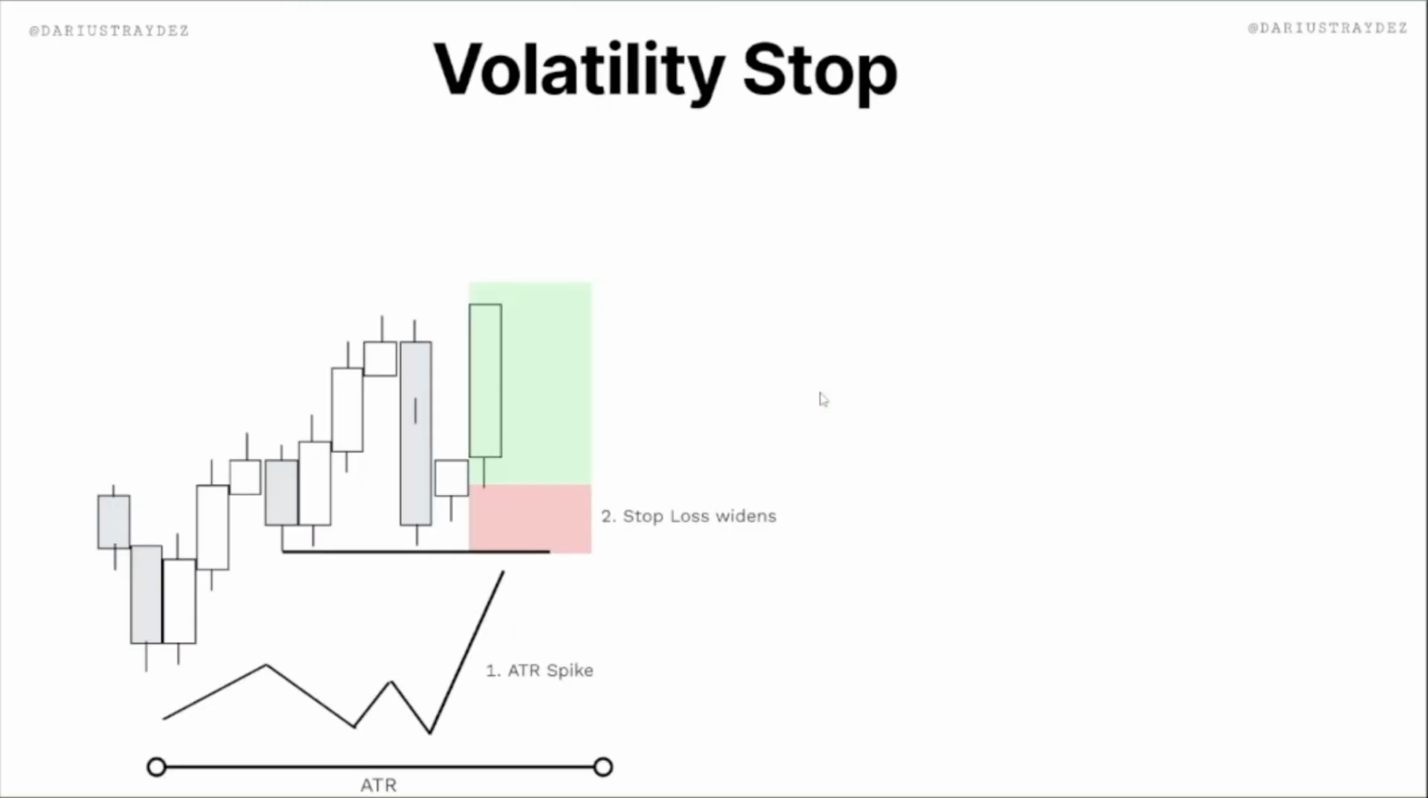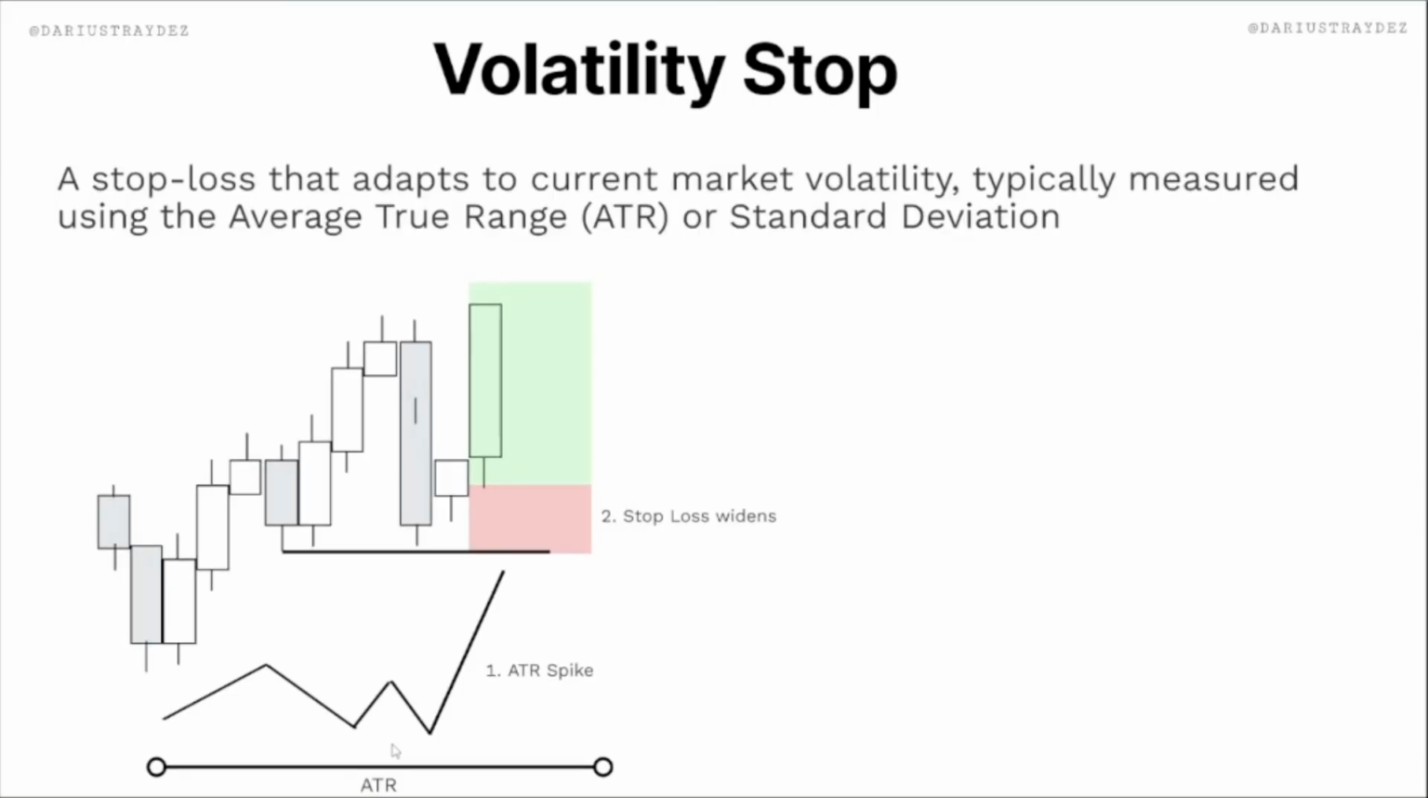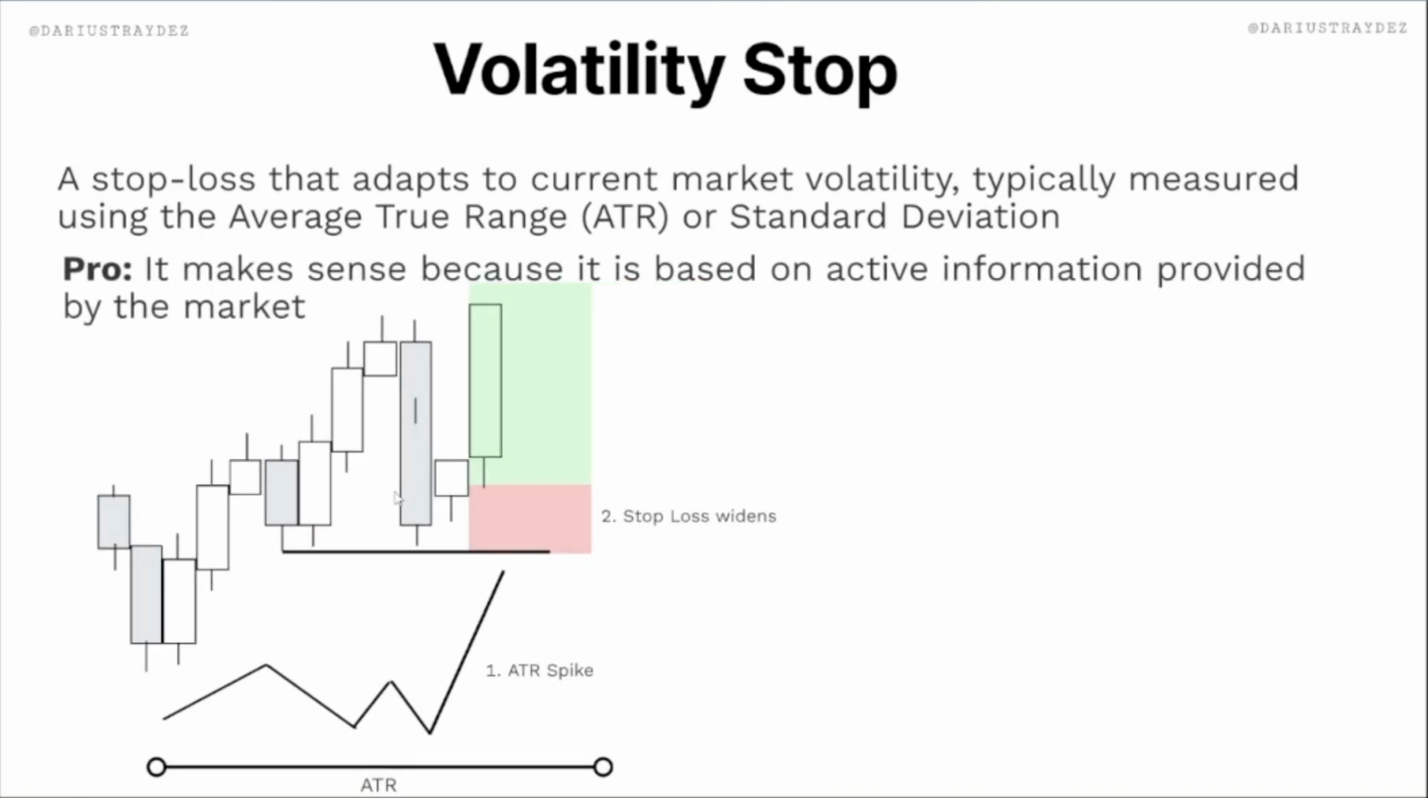Next, we have a volatility stop, and this is pretty much that as you enter a trade, if the overall average true range is pretty high or is gradually rising, then you are going to increase your stop to allow for price that may be more choppy and may have more pullbacks. So this does make sense because it's based on active and real information that the market is providing you. So there's no emotion. You're not basing it on any emotions. And if you want the formula, it's just entry plus or minus ATR times the multiple.